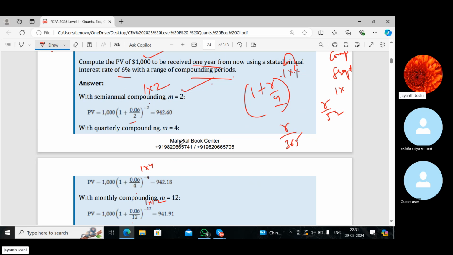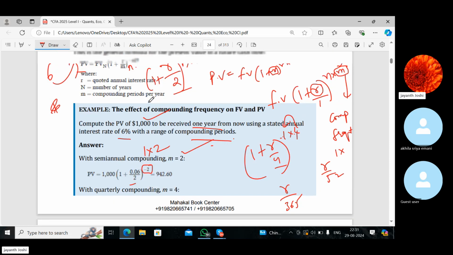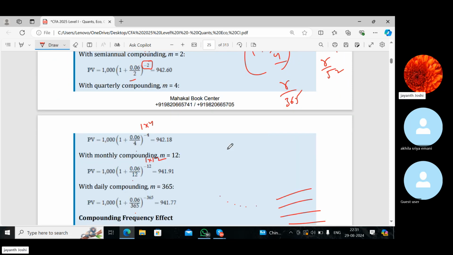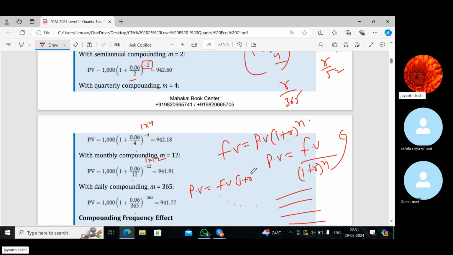Okay. So why is there a -2 here? Do you know this? In fact, why is there a minus here? See, future value is equal to present value into 1 plus r whole power n. In the same way, present value is equal to future value by 1 plus r whole power n. So present value is equal to future value into, if this goes up, then it will become 1 plus r whole power minus n, right? That is the formula. Now do this calculation fast. Either you can keep it in this way or in this way. It's your wish.